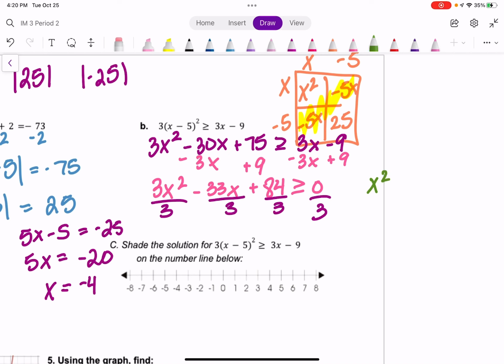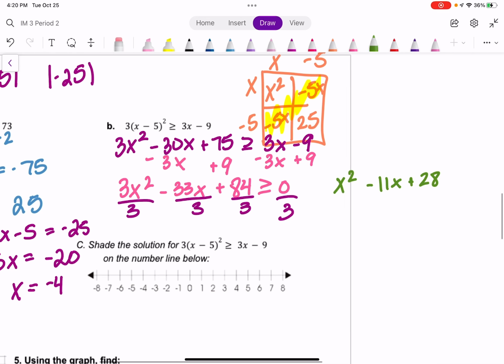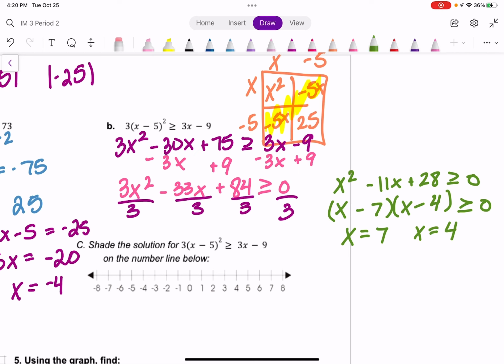So we'll get x squared minus 11x, and then 84 divided by 3 is 28. So now it's a little bit easier to see how it factors. We'll have x and x. I see 7 and 4, and we're going to want those both negative. So either we have x equals 7 or x equals 4. And we have this equal to sign, so when we're plotting this on the number line, we're going to have closed circles at 4 and at 7.